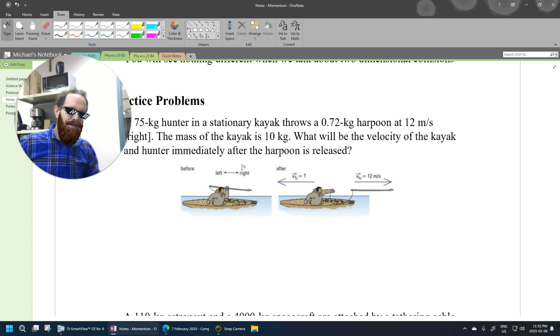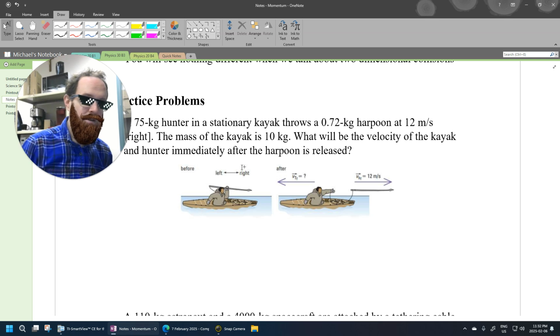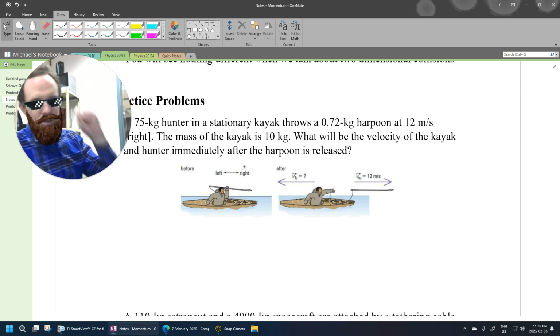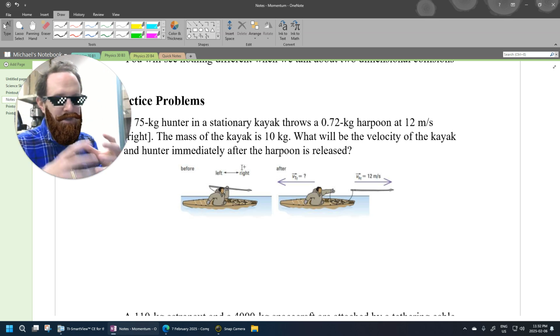Or I don't know if you've ever done this. You might be on a small little boat, and you chuck a bag off that boat. The boat's going to float backwards because you pushed off in one direction, right? So we're going to do the same thing here. This harpoon is relatively small. He's going to chuck it as fast as he can. He's a much bigger guy.